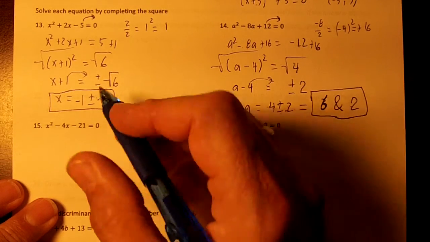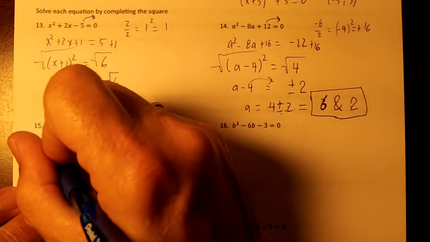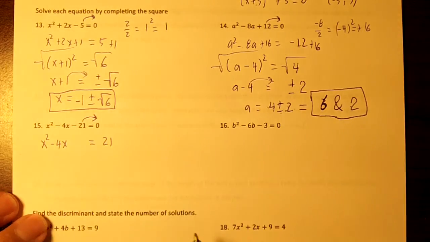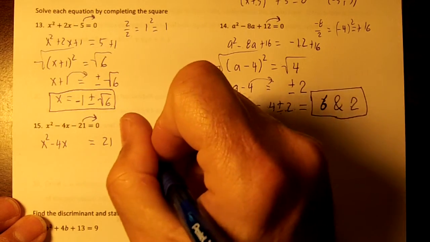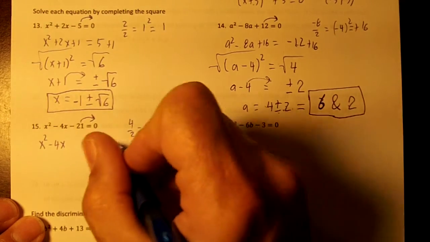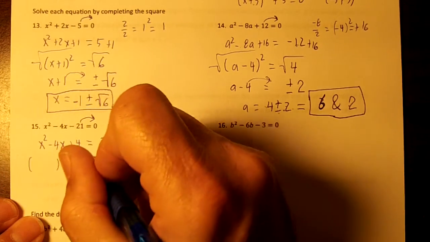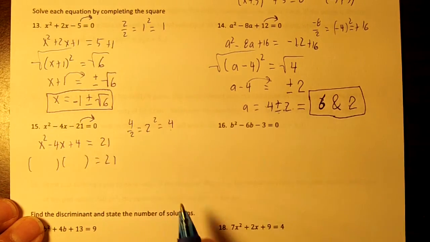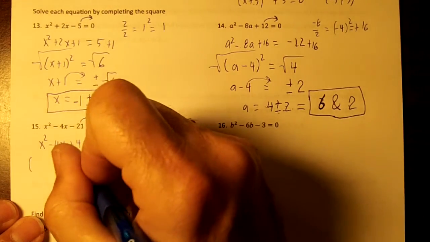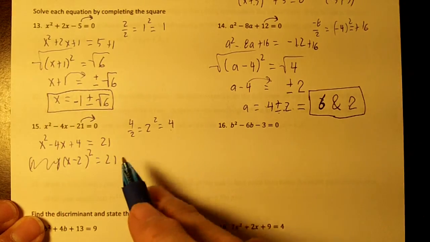Number 15, this is a blast. Move over the 21. You'll get x squared minus 4x equals 21. You'll take this, 4 divided by 2 is 2, and you'll square it and get 4. So we're going to add 4 to both sides. Draw your parentheses. Equals 21. Okay, this is going to end up being x minus 2 squared, and I should have done this one. x minus 2 squared equals 21.